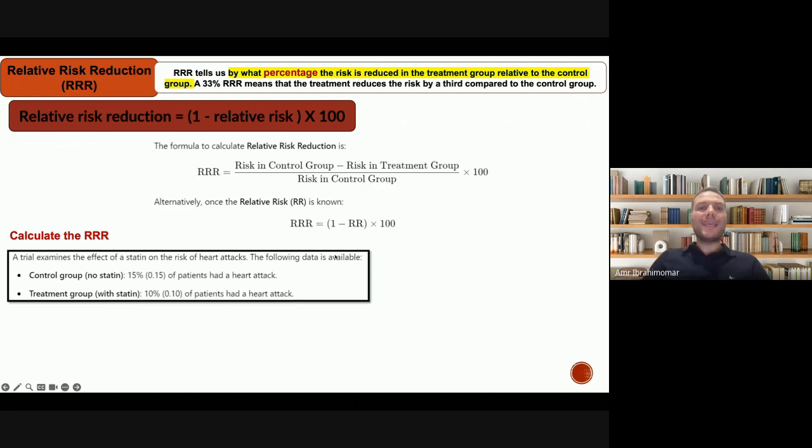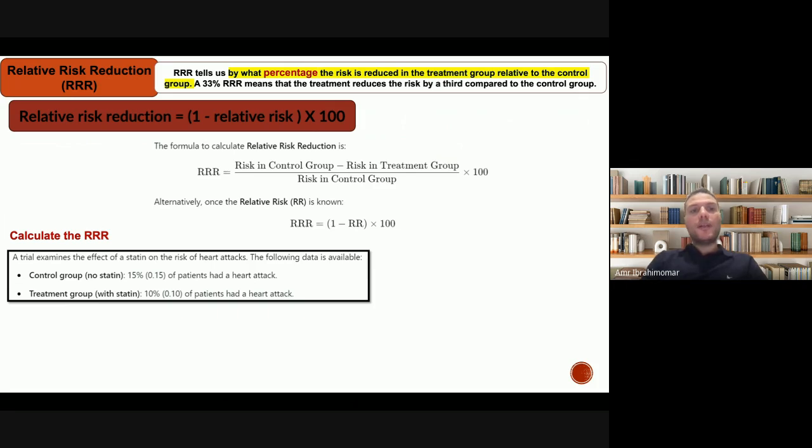Let's have a case or an example so it will stick in your mind. A trial examines the effect of a statin on the risk of heart attack, and then you had the outcome of the study. Control group, they didn't take statin: 15% of patients had a heart attack. So that is the absolute risk of having a heart attack in the control group, 15%. Treatment group who took statin: 10% of patients had a heart attack, which is the absolute risk in the treatment group.